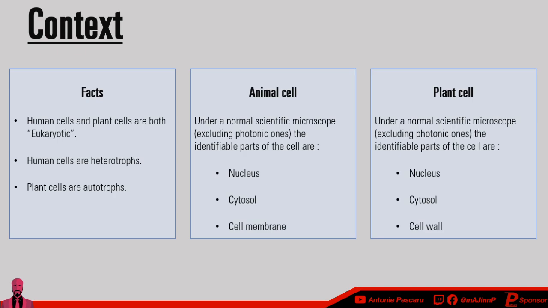But the liquid itself is called the cytosol. So now you know what a cytosol is. And finally, a cell membrane. Now, the cell membrane is what goes around. It's essentially what gives the cell its shape. Because without a cell membrane surrounding the cell, everything would just splooge out, right?